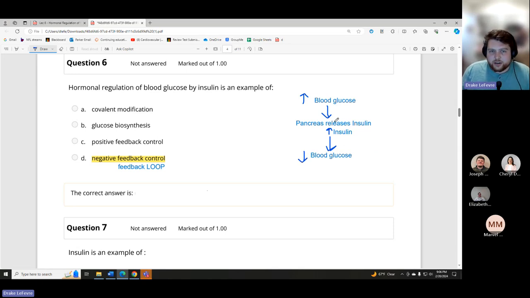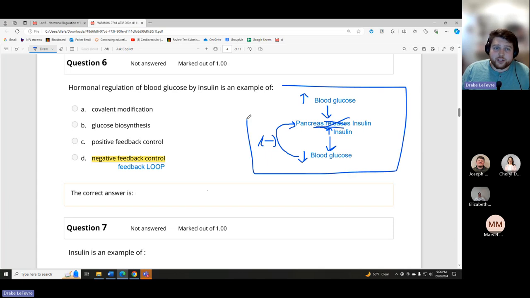So because we have increased insulin, and then the blood glucose starts to drop, this feeds back to the pancreas and stops the release of insulin. That's negative feedback, because it's negatively affecting it, stopping it from continuing to occur. That's what a negative feedback loop looks like in its simplest form. You'll see a ton of this in Phys 2. You'll go over almost all of the main hormones and draw feedback loops just like this for all of them.